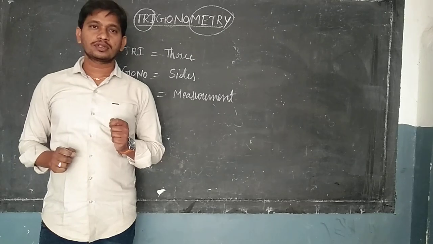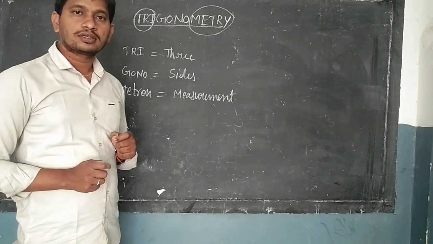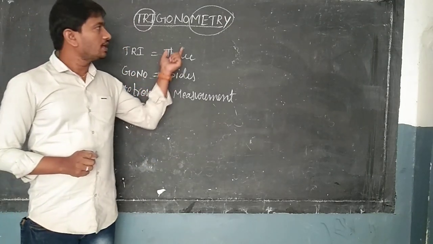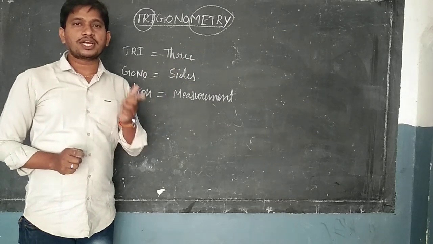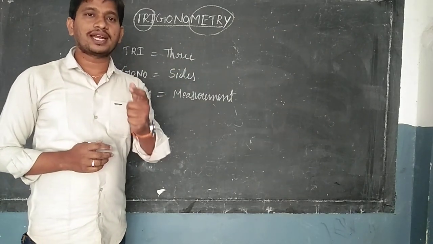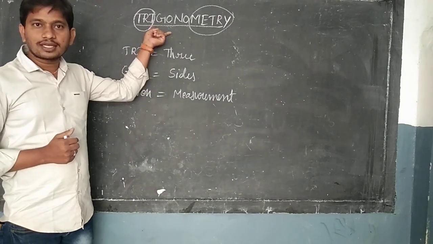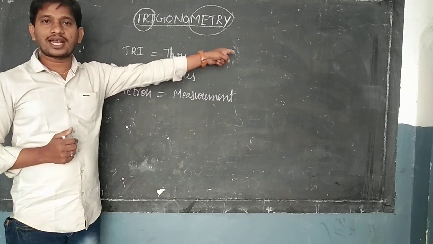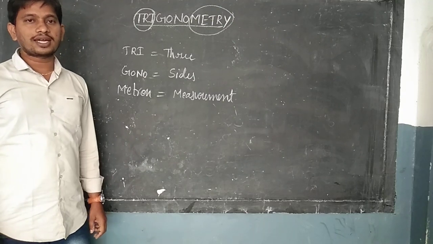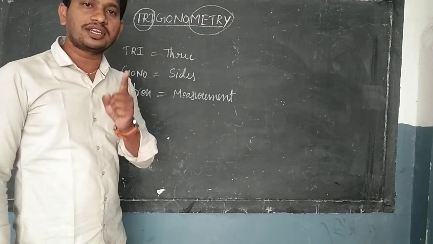As we know, what is the geometrical figure which has 3 sides? That is a triangle. In the chapter trigonometry, we will study the sides and angles of a right angle triangle. As you know, a right angle triangle is nothing but a triangle in which one angle is 90 degrees.